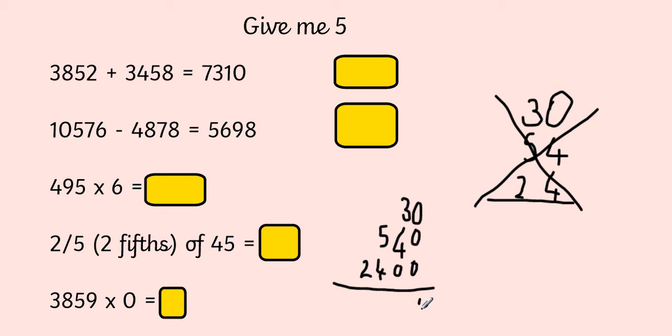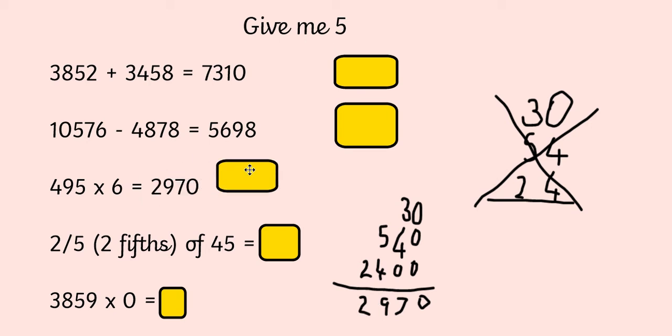Okay. Adding these together then, 3 over 4 is 7, 5 over 4 is 9, and we've got our 2. Bit messy there, but there we go, 2,970.